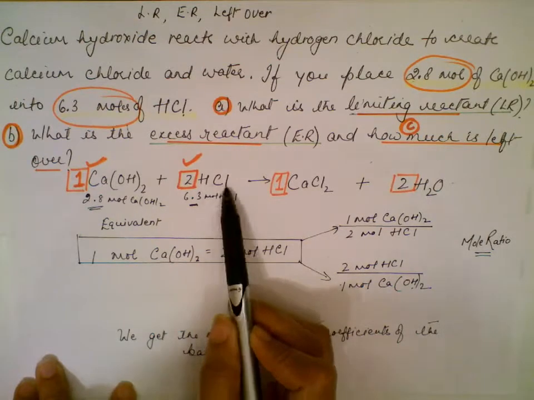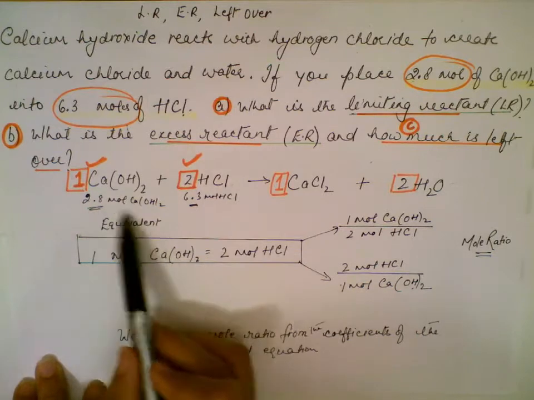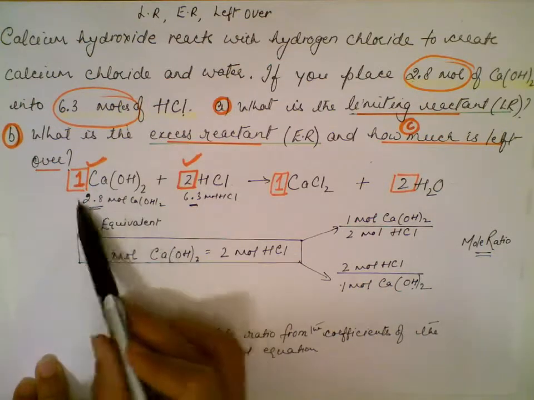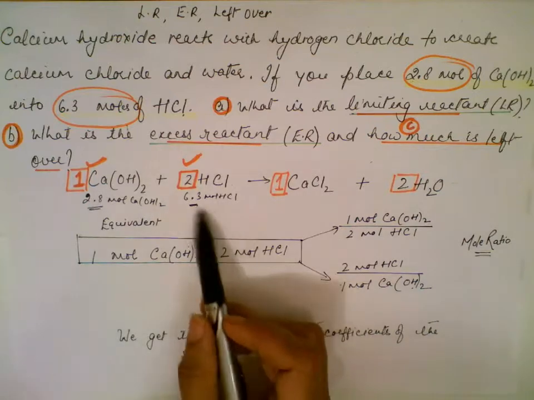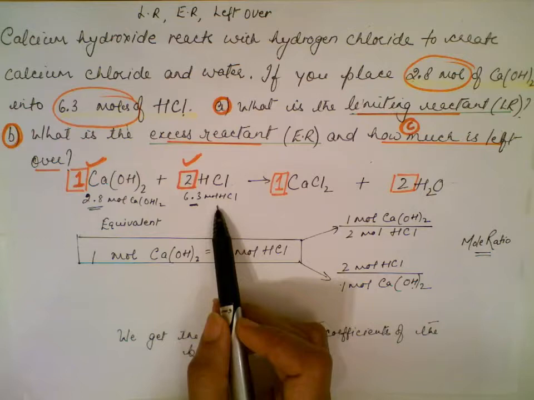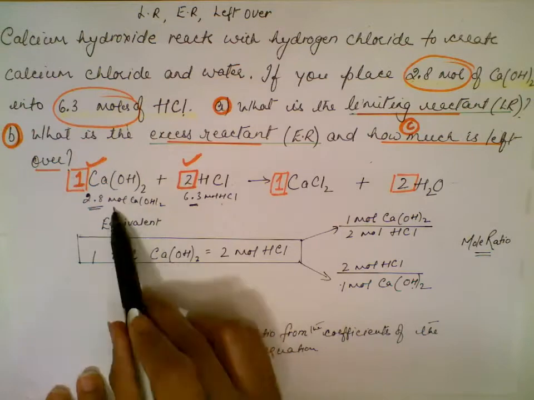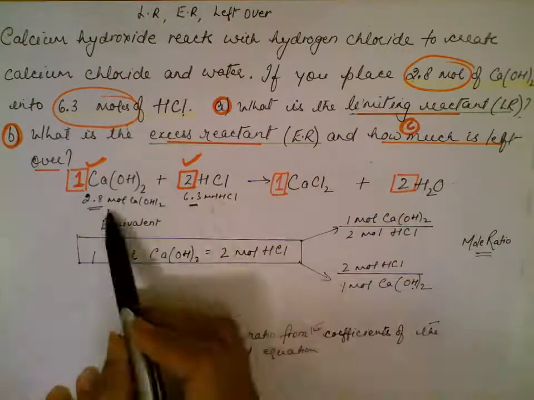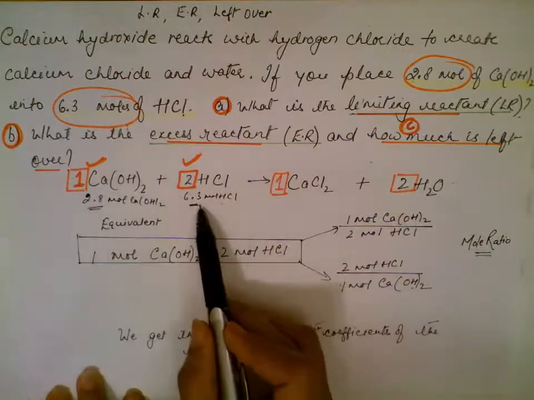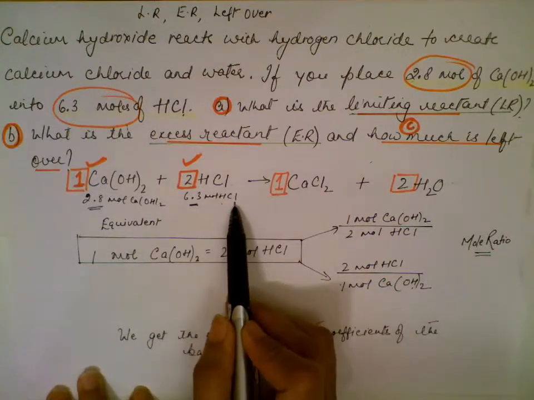But in the problem, you have to figure out, if you're using these many moles of calcium hydroxide, how many moles of hydrogen chloride will be required for this reaction to occur. And out of these two substances, which is going to limit our reaction? Which is going to run out first? 2.8 moles of calcium hydroxide or 6.3 moles of hydrogen chloride.